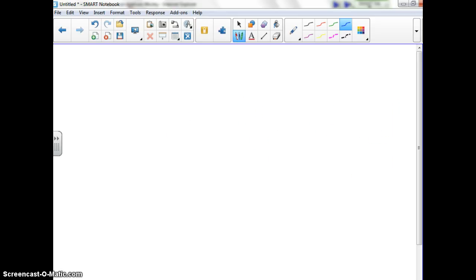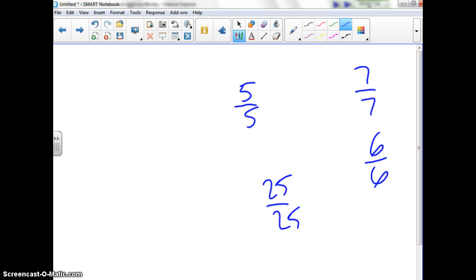Can somebody give me another example of a fraction that means the same thing as 1 whole? Alan? 5, 6. Kiara? Dathan? Caden? Will? Brendan? All of these mean 1 whole.